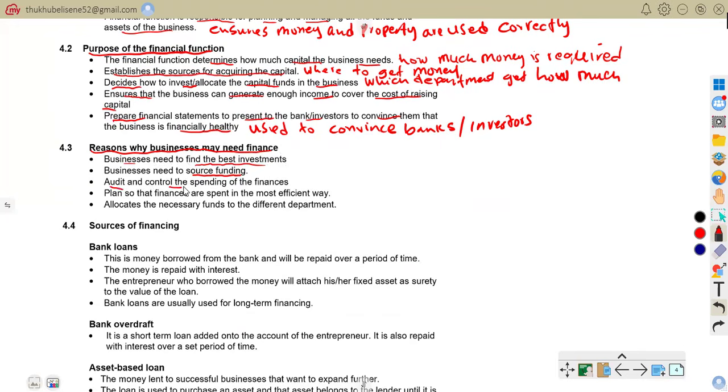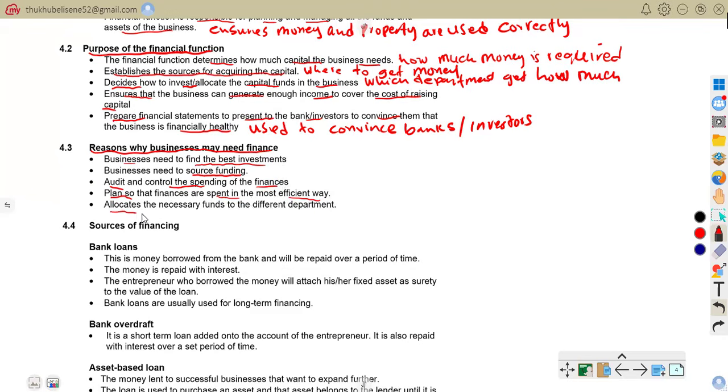Audit and control the spending of the finances. Meaning, we're talking about audit and control of spending, for example, checking the receipts. Checking the receipts means you're controlling what you're spending. Plan so that finances are spent in the most efficient way, for example, budgeting. That's how we do it.